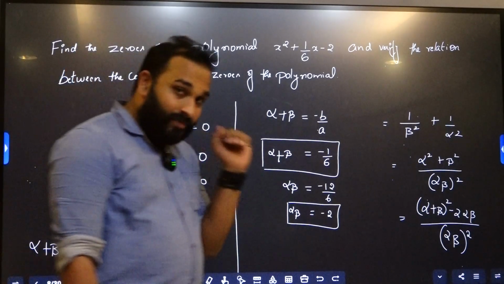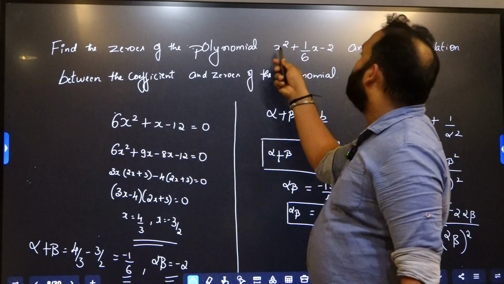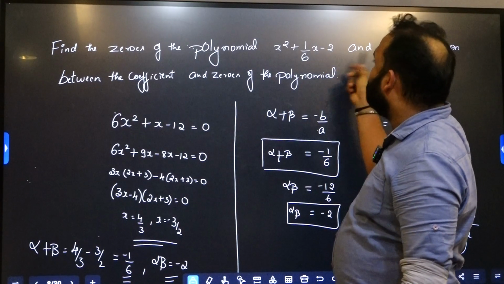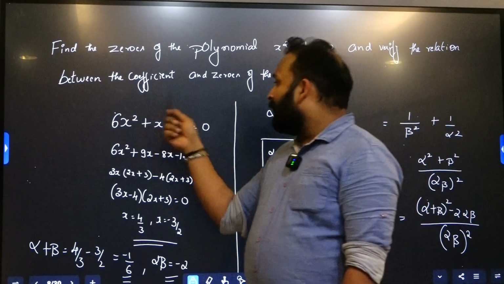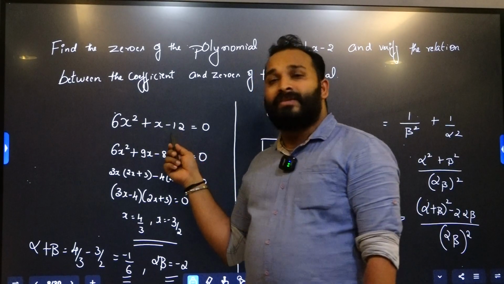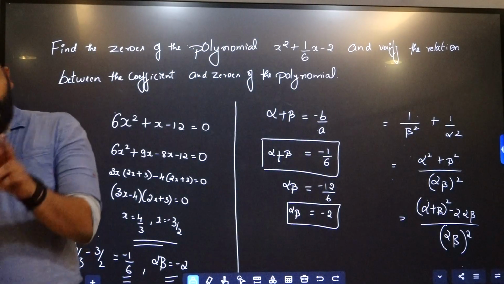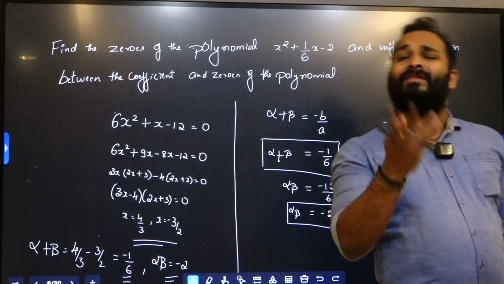Now once you write this, what happens when you take LCM? 6x square plus x minus 12 whole divided by 6 equal to 0. You take 6 to the other side. And here if you notice, the product is 72 and the sum is 1 basically. So which are the two numbers that when you multiply you get 72 and when you add or subtract them you get 1? It is 9 and 8.